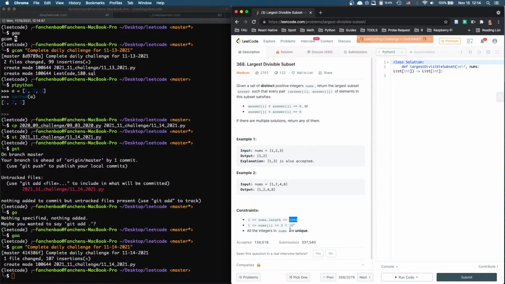Okay, so we have a bunch of values, right? We need to find a subset of them such that, well, if everybody is divisible by everybody else, that means they must share a common factor. Well, not only that, it's divisible, right? It's more than just sharing.